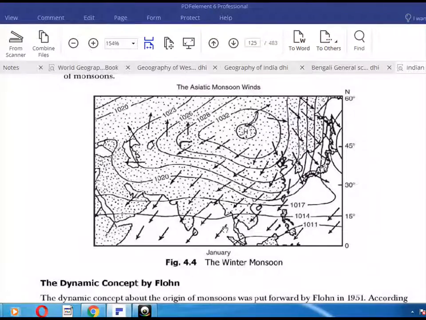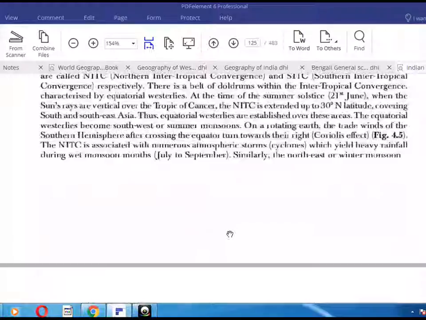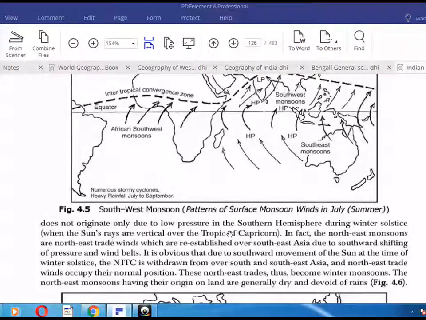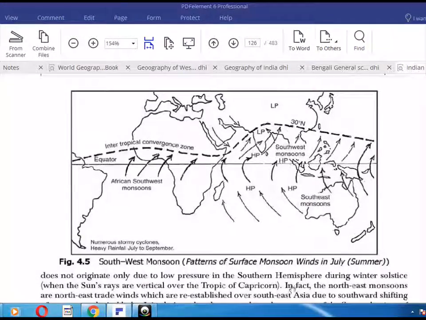To southeast, it will move to southwest, and the patterns of the southwest monsoon. July, summertime, southwest monsoon. It is Africa, the intertropical convergence zone, ITCZ, and the African subcontinent. It moves in the right direction. Here you can see, so it is northwest to southwest to northeast move.